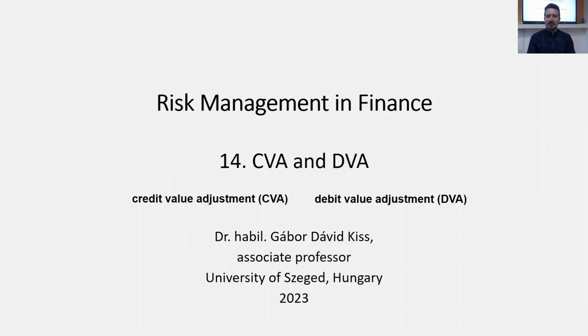This is nearly the final and last topic for the semester. So how can we deal with partner risk in terms of derivatives?